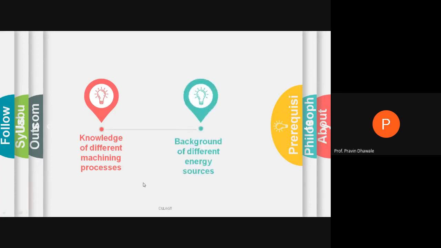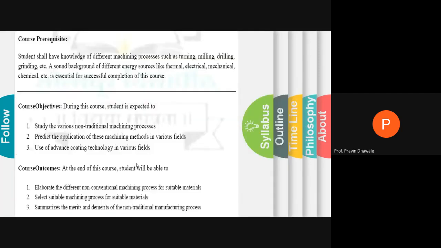We have to gain the knowledge, but there needs to be a certain background to adapt that knowledge. This side indicates that you must have some background of different energy sources, and the output you have to get is knowledge of different machining processes. If you have gone through your university syllabus, while studying this course, non-conventional machining, you must have a knowledge of different machining processes. Which are the machining processes?